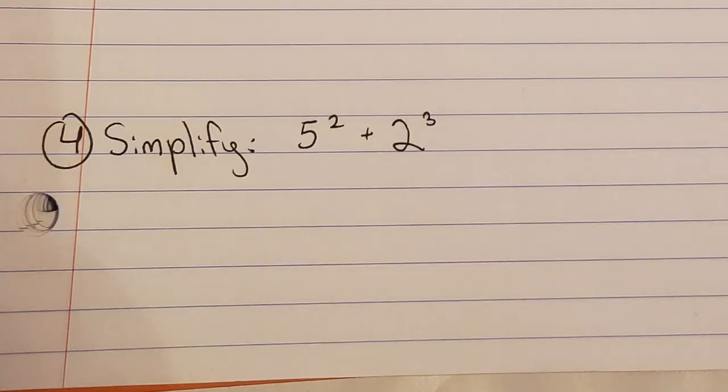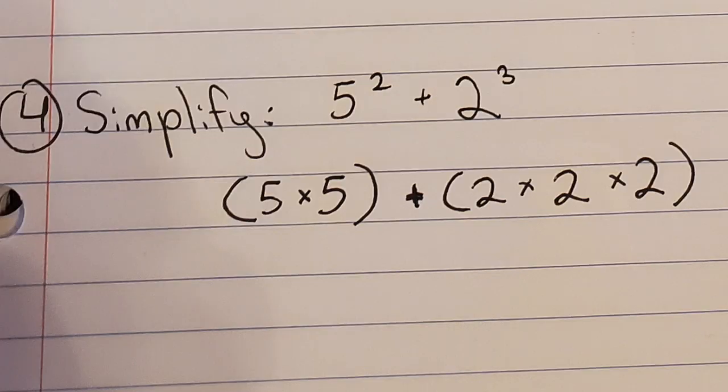Number 4, and we are going to simplify 5 squared plus 2 cubed. Everybody breathe. How I like to do these is I like to write out everything that I'm actually doing. So for example, the 5 squared is going to turn into 5 times 5, and the 2 cubed I'm going to turn into 2 times 2 times 2. Okay? This just helps me stay focused and know what I'm trying to do.